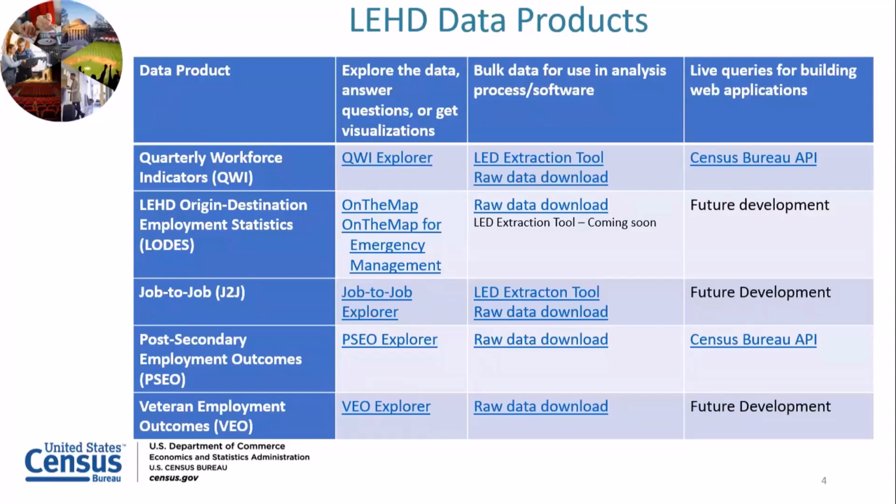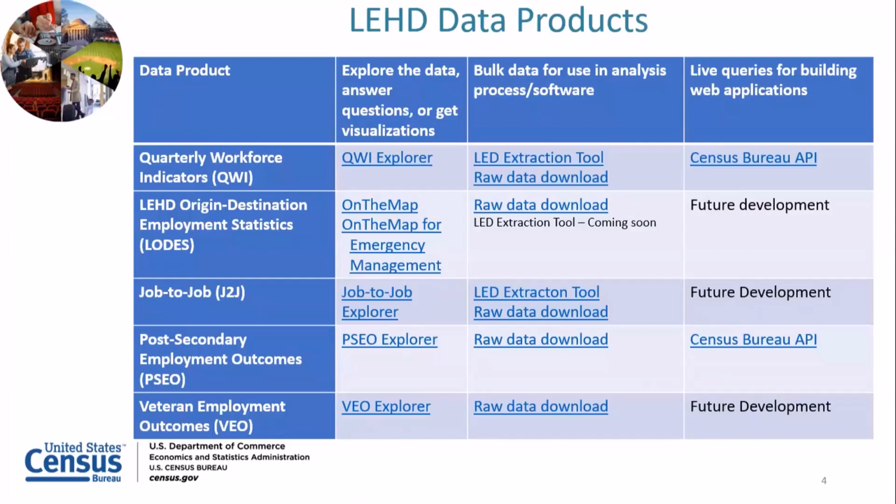OnTheMap for Emergency Management is the only data tool that's part of the LEHD suite of tools that has population data, along with data from other federal agencies. If you want to look at statistics on job mobility across state boundaries or industries, transitions between jobs by timing and firm or worker characteristics, or earning changes due to job changes, you would use our job-to-job, or J2J, flows data using the J2J Explorer and now in our LED extraction tool.